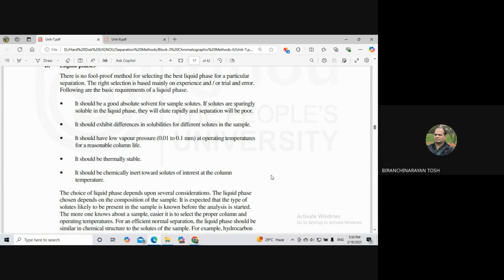So, some requirements of a liquid phase: it should be a good solvent for sample solutes. If solutes are sparingly soluble in the liquid phase, they will be eluted rapidly and separation will be poor. Next, it should exhibit differences in solubility for different solutes in the sample. It should have low vapor pressure at operating temperatures for a reasonable column life. It should be thermally stable. It should be chemically inert towards solutes of interest at the column temperature.